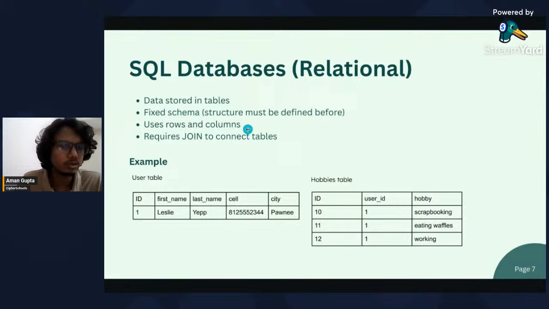It uses rows and columns to store the data, and it requires joins to connect the tables. Okay, I will tell you what a join operation is once we move on to the next section.